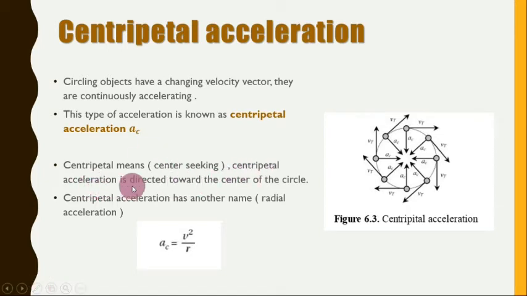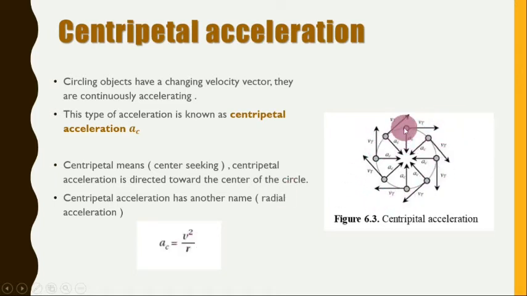Centripetal acceleration is directed toward the center of the circle. Centripetal acceleration has another name, radial acceleration. Here is centripetal acceleration, the formula for it equals v squared, tangential speed or tangential velocity, over what? The radius of the circle.